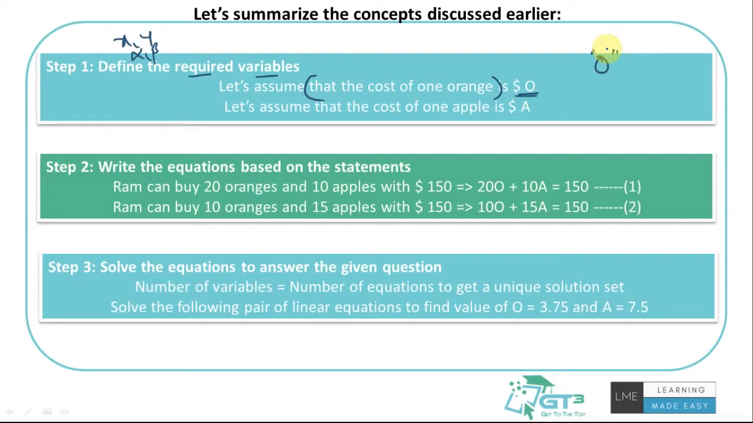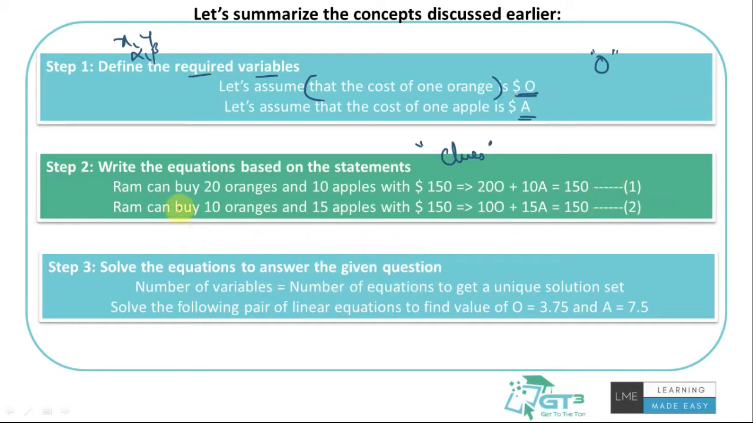Unless you define it clearly in your mind, I'm not asking you to write it down on paper. It's not a subjective exam, like back in our schools. But here the important thing is to have clarity on what is being defined as this variable O or X or Y. It's not like orange is defined as O. No, cost of one orange is defined as O. Similarly, cost of one apple is defined as A. That's the important part. Once I've done that, write the equations based on the statements. You'll have clues given in the question, which should ideally give you the required number of equations, so that I solve them in step 3 and get the required answer.